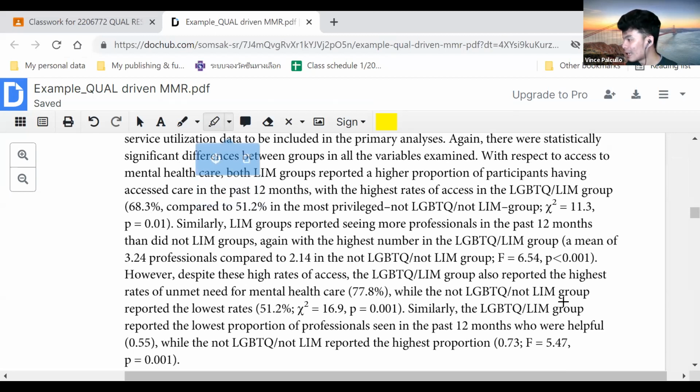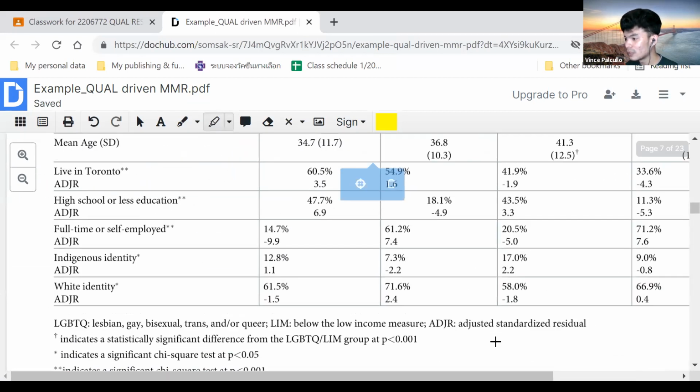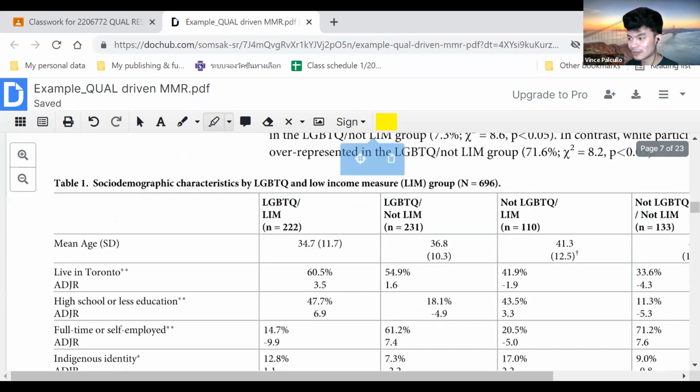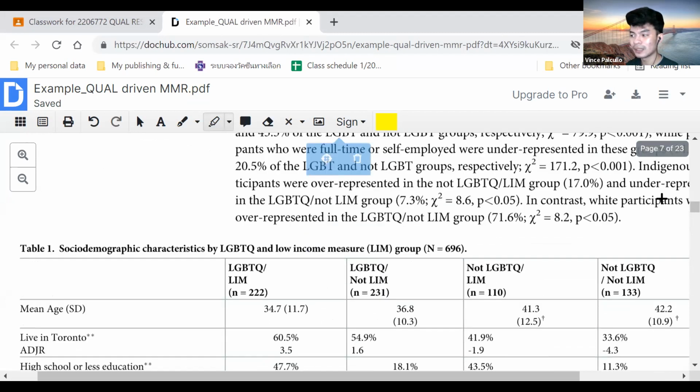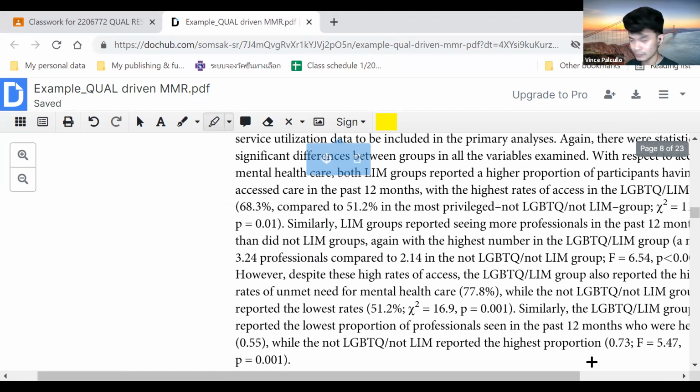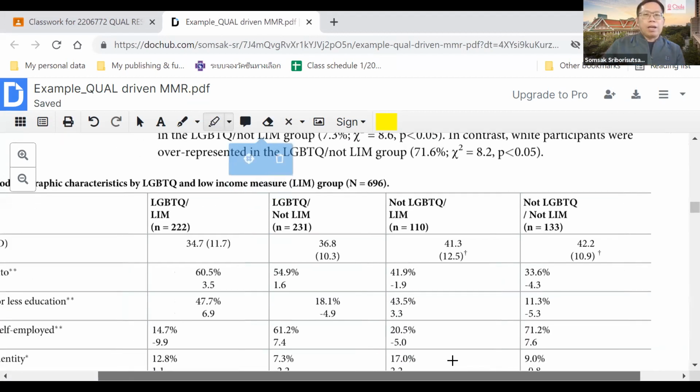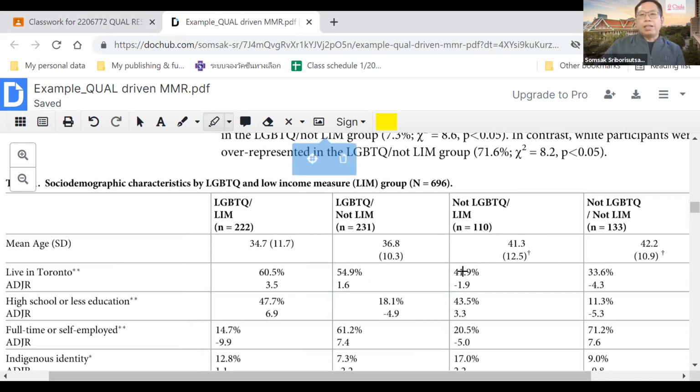No problem. They have only shown two tables. In the first table, they indicated the social demographic characteristics of LGBT participants by showing the LGBT identity and the low income measure, or the LIM. According to the first table, you can score the characteristics of LGBTQ in your sample, the identity and where they land in the LIM range. You can see from table one that they have LGBTQ with low income measure.